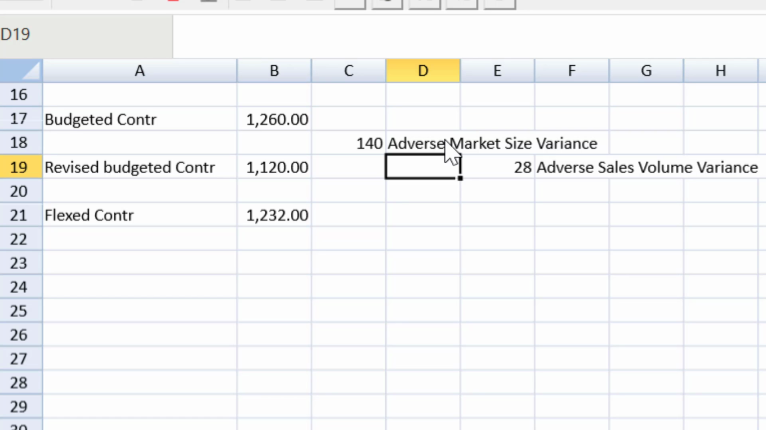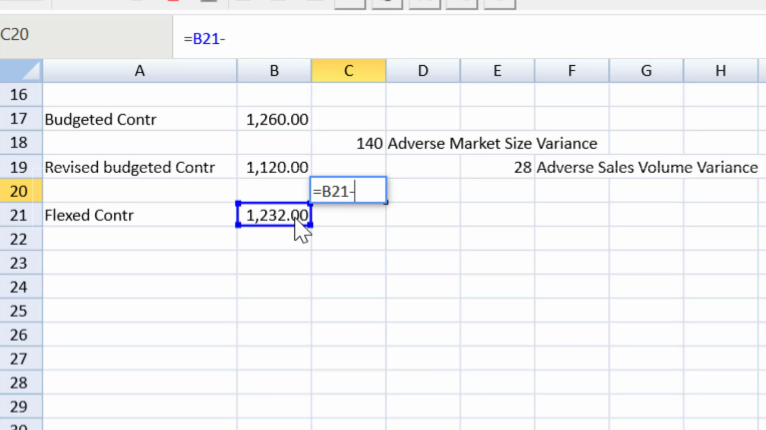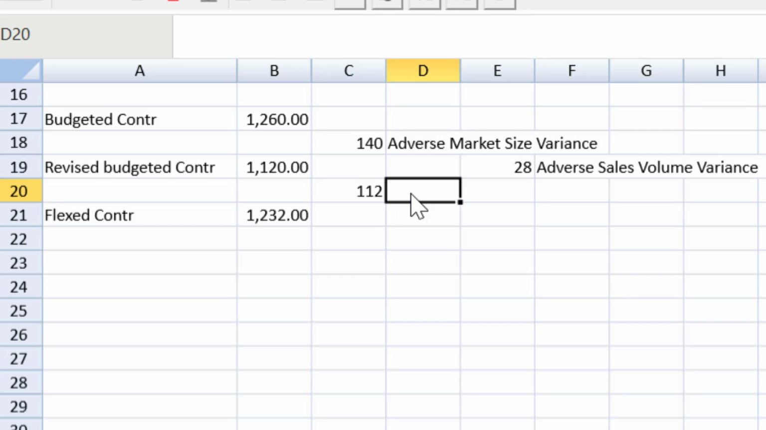Now, if we want to look at the actions of the sales manager, we could then compare the flexed contribution against the revised budget. The revised budget would be a fairer target, wouldn't it? So I will now subtract. This time I'm grabbing the bottom one and comparing it to the middle one just so I get a positive number there. And that is the market share variance. That tells us in our declining market, demand is dropping. We sold more market units than expected in this declining market, and we actually grew our market share. So that's a favorable market share variance.